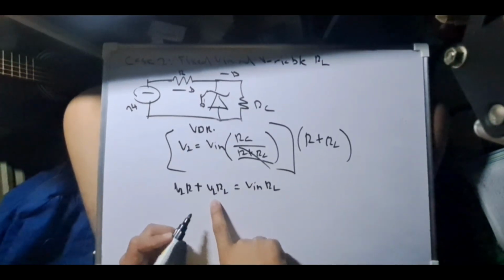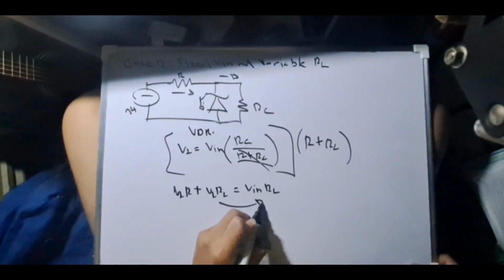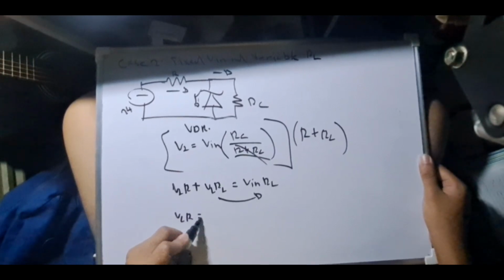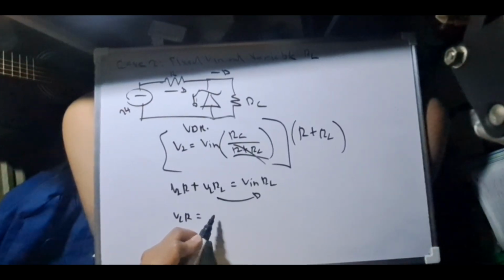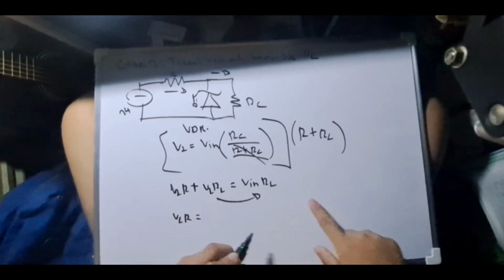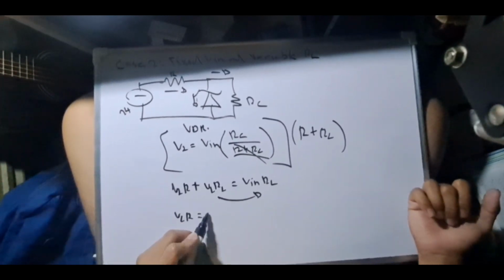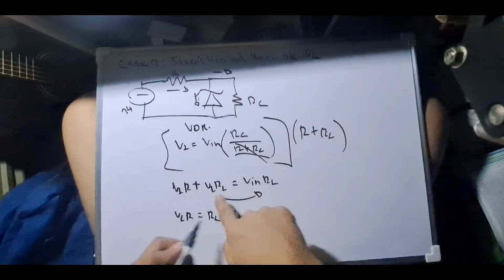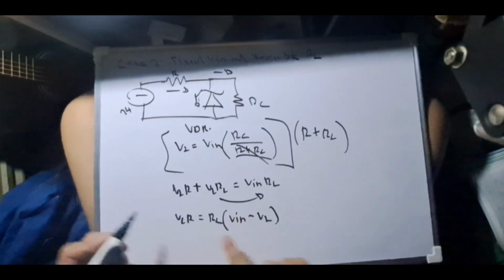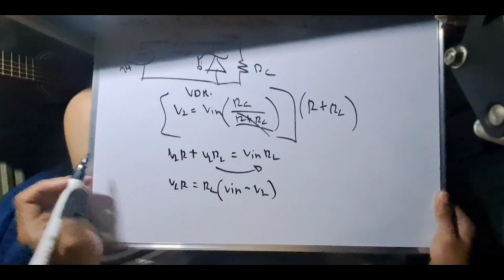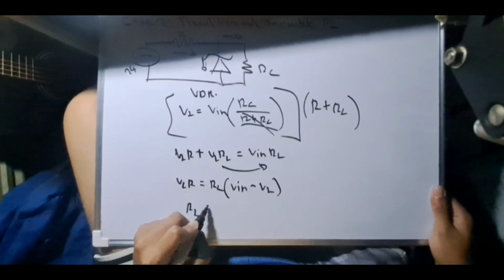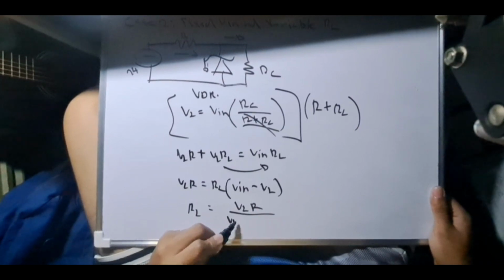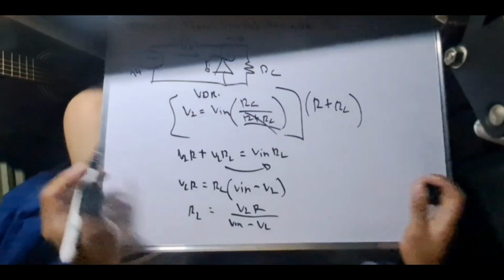So let's move VLRL to this side. We have VLR is equal to, factoring out RL, RL times Vin minus VL. The end result is that RL is equal to VLR divided by Vin minus VL.